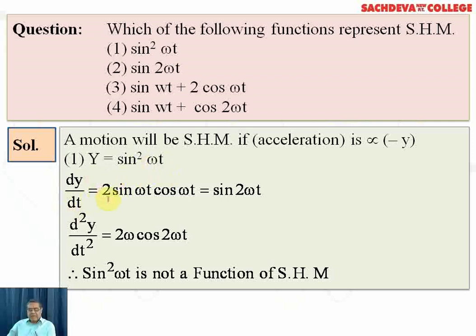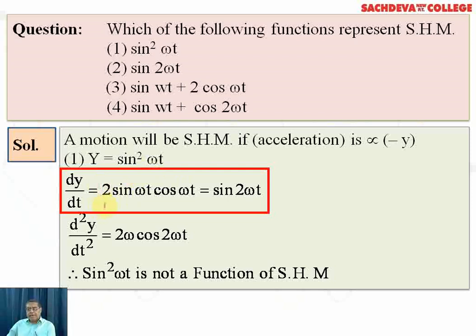Now when we write sine square omega t, we first of all take the derivative of displacement. So we take the derivative of y with respect to time, dy over dt, and on the right side we take the derivative of sine square omega t.